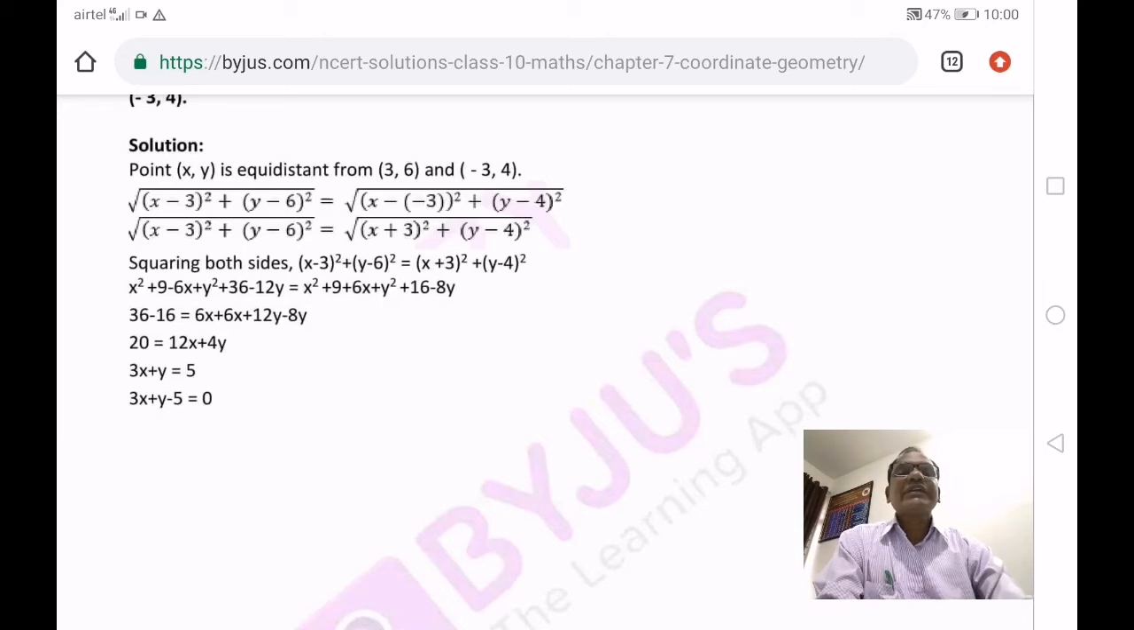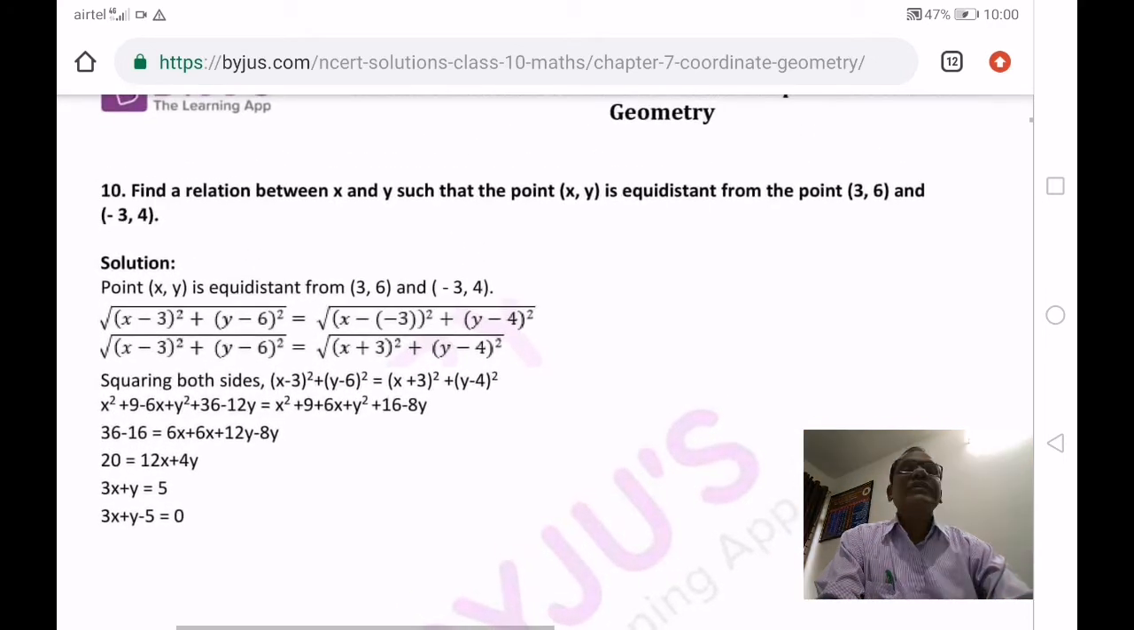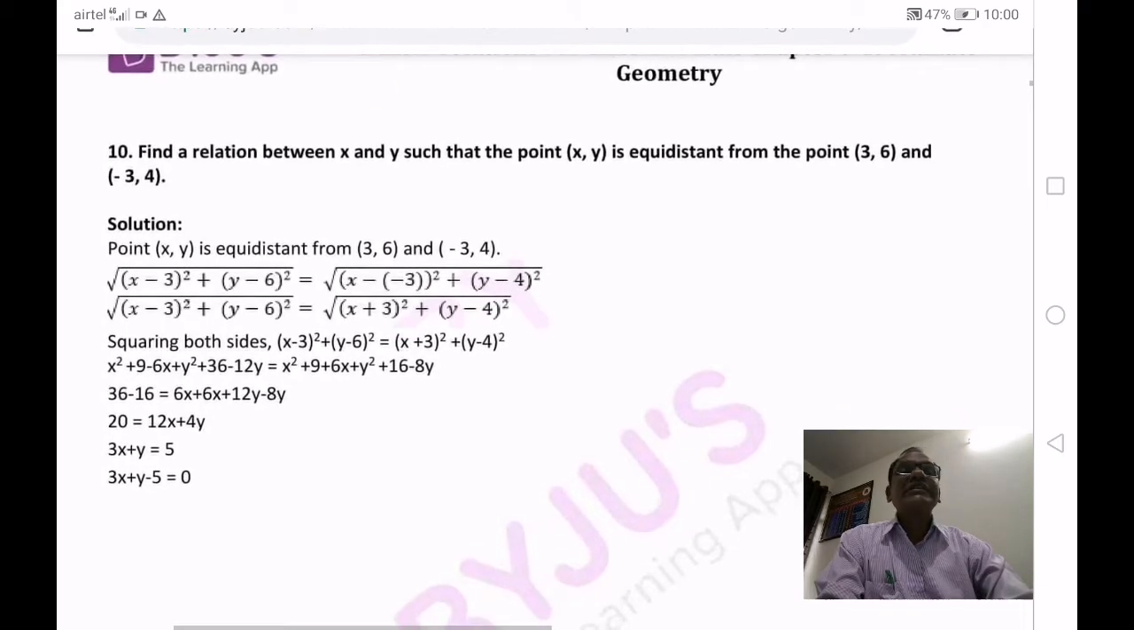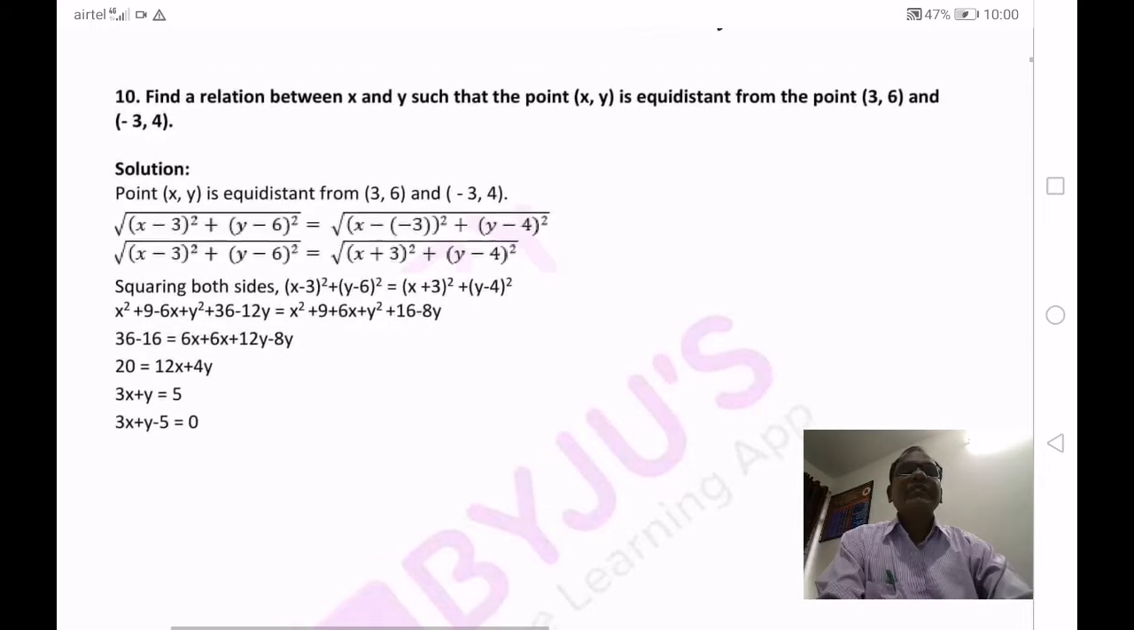Therefore, from this we have to take the common factor. There is a 4 common: 4 times 3x, 4 times y. The 20 divided by 4 means 5 is coming. Therefore, 3x plus y equals 5. That is the relation. What they are asking, find a relation between x and y, means the relation between x and y is 3x plus y minus 5 equals 0. This is the 10th problem.